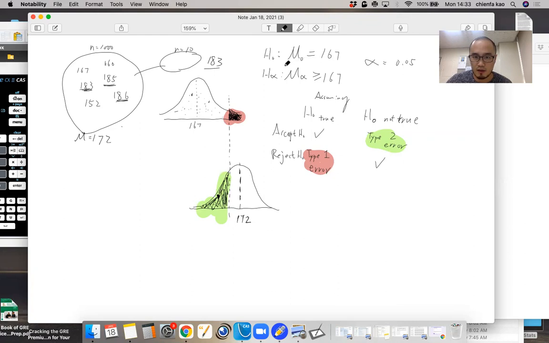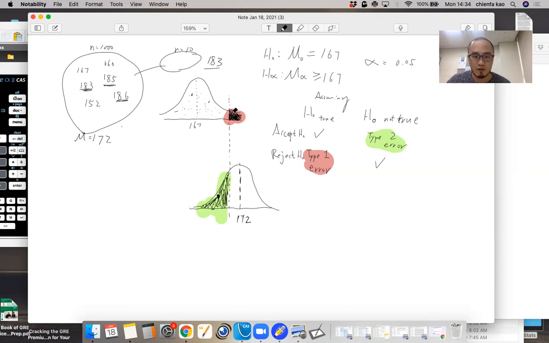And remember, if it's somewhere around here, we will think that the null hypothesis is true, because we are still working under the assumption that it's 167, but in reality it's 172. This is the truth. This is not true. It's just what we think is true. We need to find evidence to prove that this is wrong. So remember the original 5% critical. Oh, sorry, this is not critical.